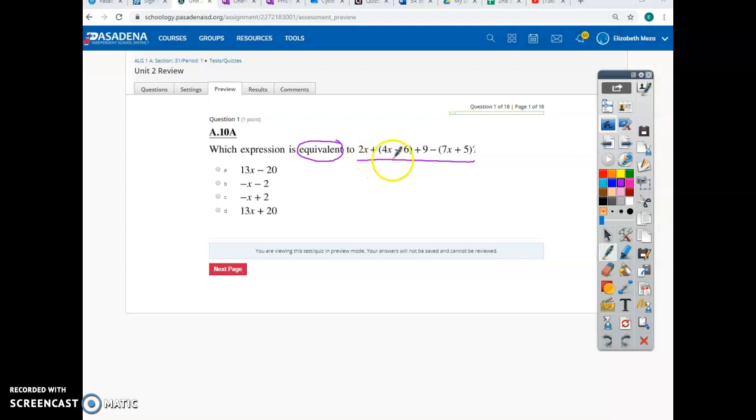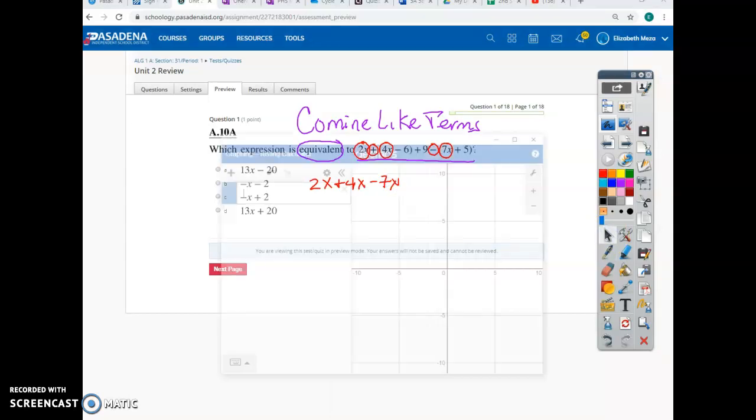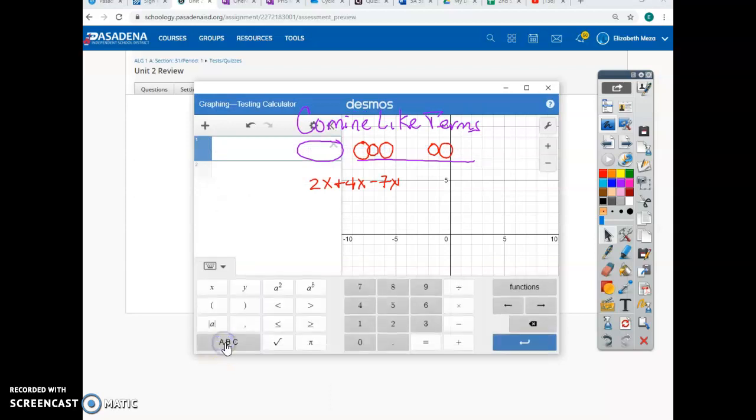So if you don't see an equal sign anywhere on here, this is called combining like terms. Combine like terms. Los que se parecen, the ones that look alike, you have to add or subtract them. So when you see x's, this is 2x plus 4x minus 7x. You can type that in Desmos without the x's. So in Desmos, 2 plus 4 minus 7.